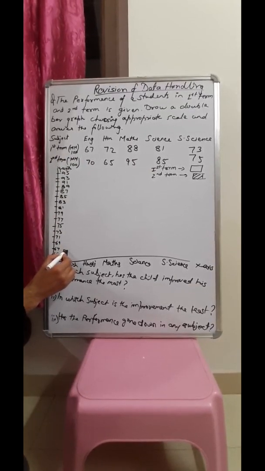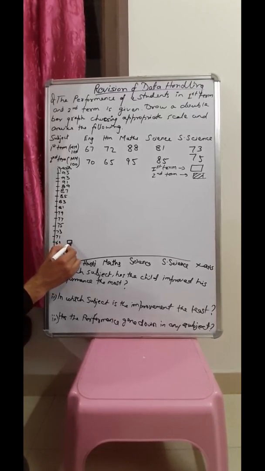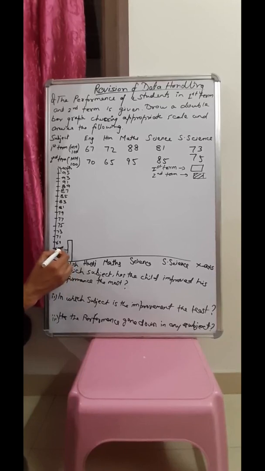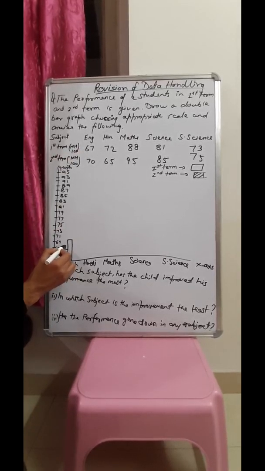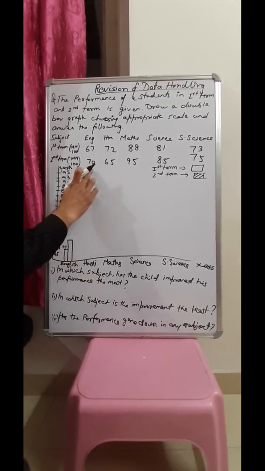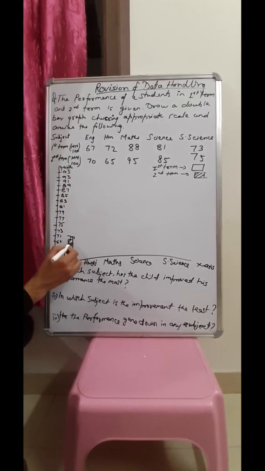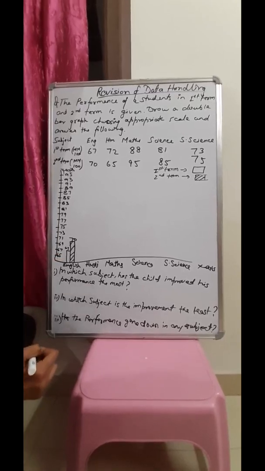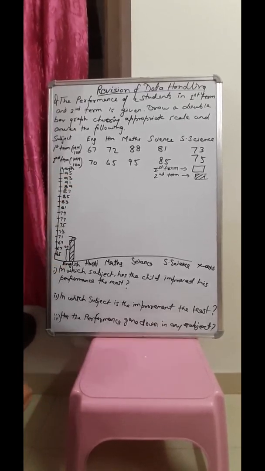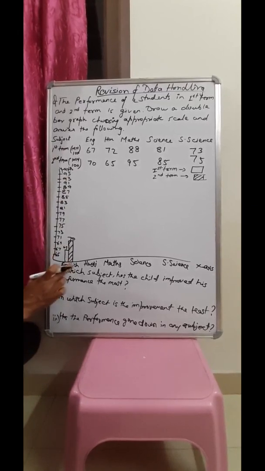From here the first term bar will be like this. So first term marks is 67, so here you have to put the 67, and on the second part it is 70, so here you have to put the 70. Second term is shaded, so the second bar you are going to make shaded because it is of second term. So in this way we can draw a double bar graph of English.